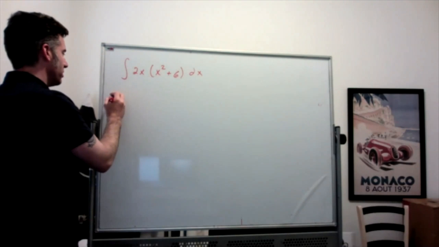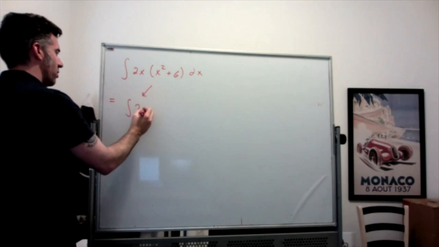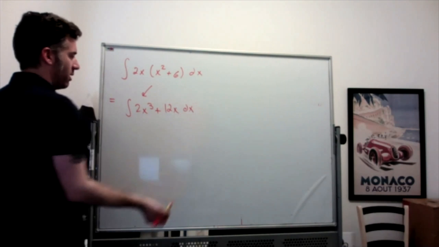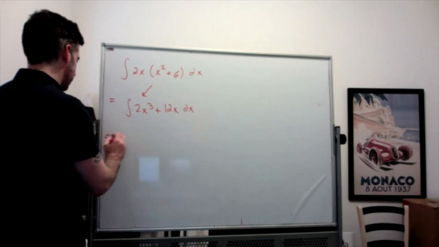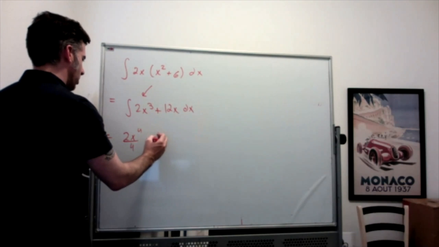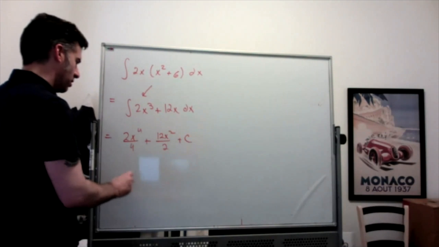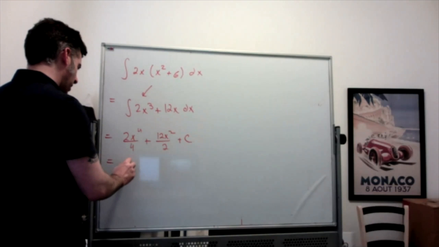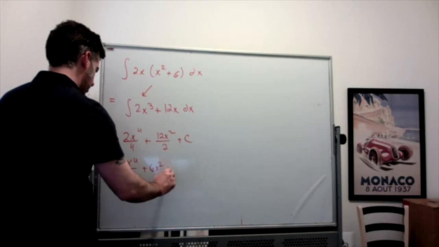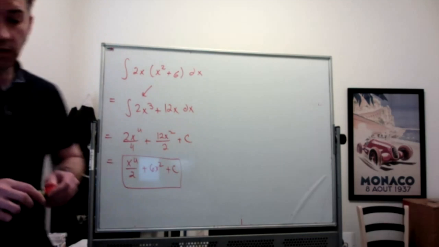So you multiply this out, you're going to get the integral of 2x cubed plus 12x. And then anti-differentiating that, you're going to get 2x to the 4th over 4 plus 12x squared over 2 plus c, which I'm going to simplify: x to the 4th over 2 plus 6x squared plus c. Great. But there's another way to do this.